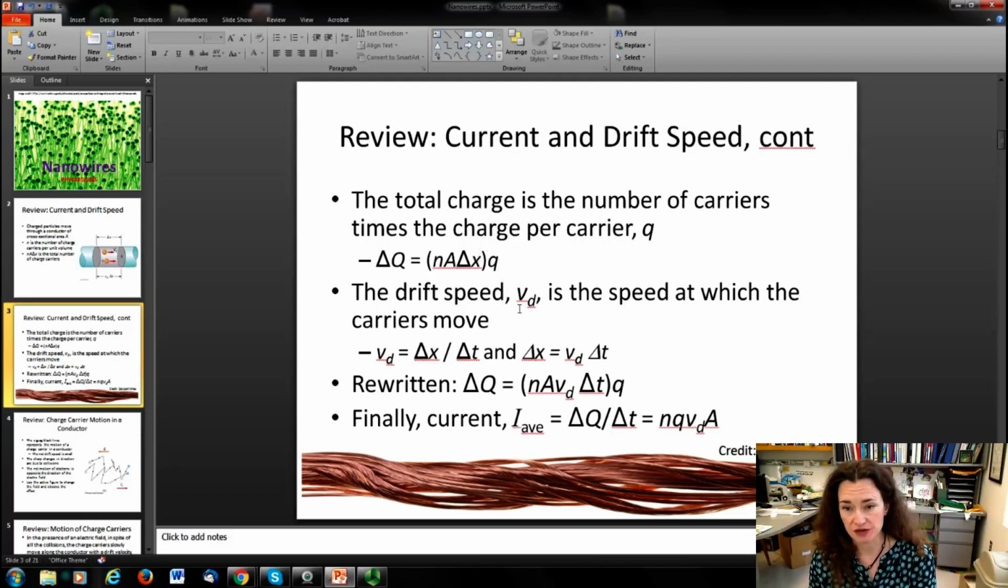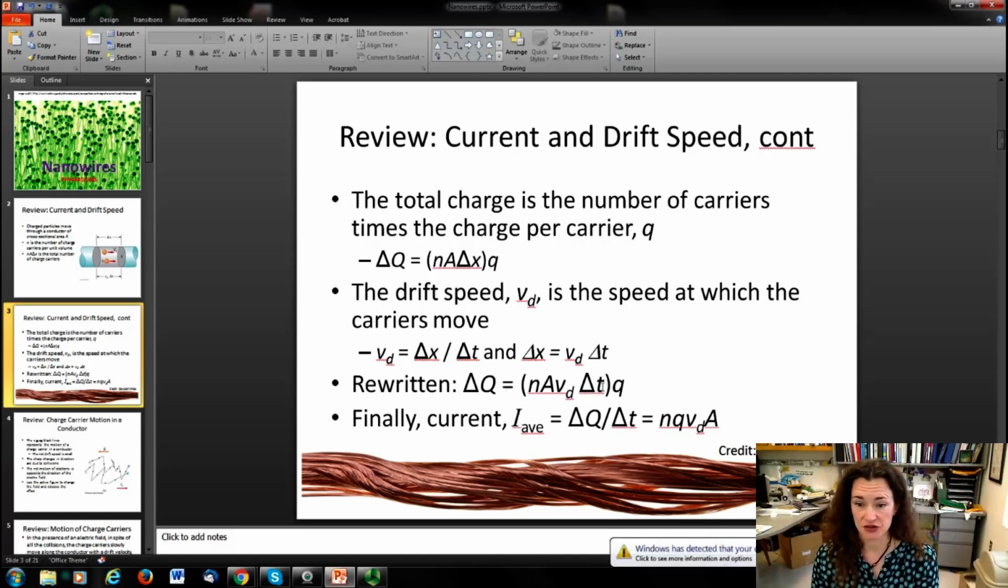Now, the drift speed, v sub d, the speed at which the carriers move, is going to be our delta x divided by our delta t, and you can rearrange that and plug in for delta x in our equation for delta Q. And if you do that, then you get delta x is equal to v sub d times delta t, and then you can rewrite that so that you have delta Q is equal to n times A times v sub d times delta t times q. And then if you want the current, you're going to divide that delta Q by the delta t, and then that cancels out there, and you end up with an expression for your average current, n q v sub d times A.